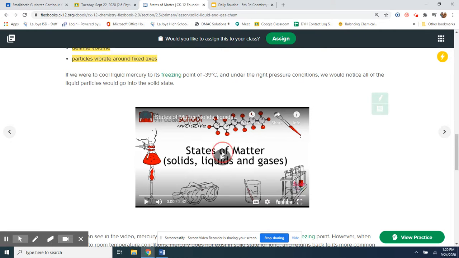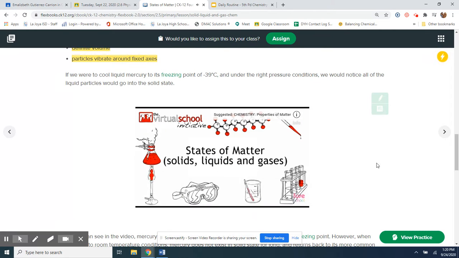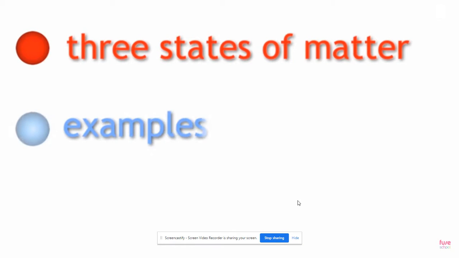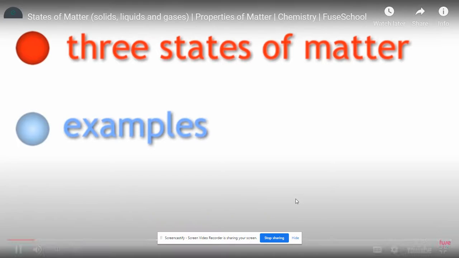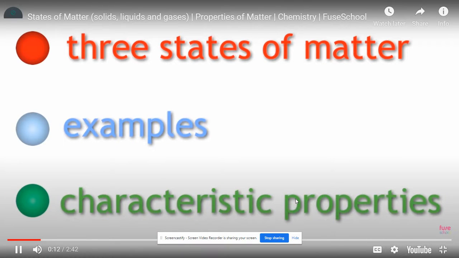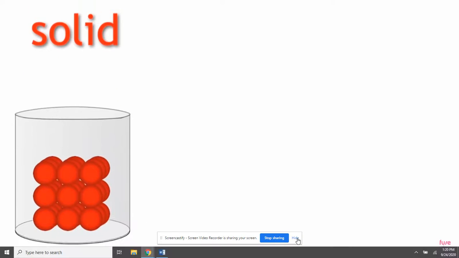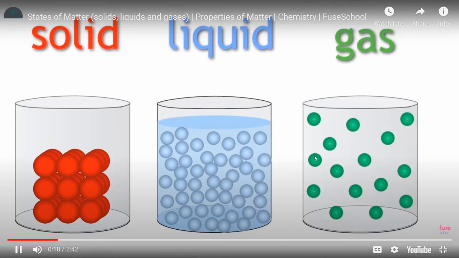And here we go. States of matter. In this video, you are going to learn what the 3 states of matter are, some examples of each state of matter, and the characteristic properties of the 3 states of matter. The 3 states of matter are solid, liquid, and gas.